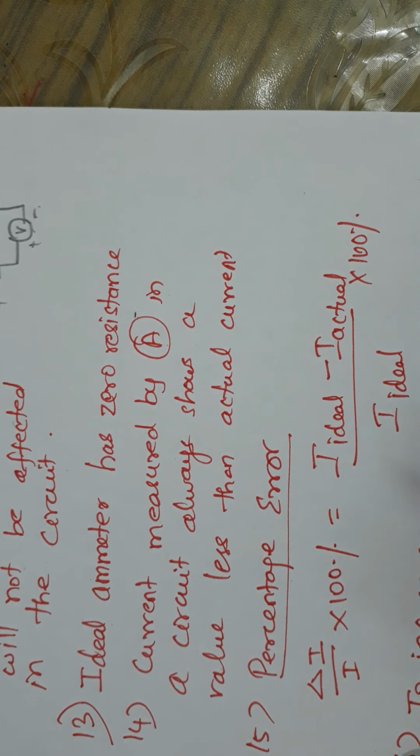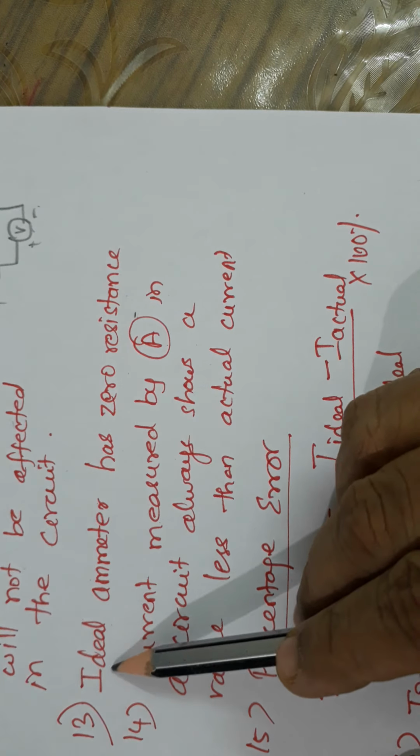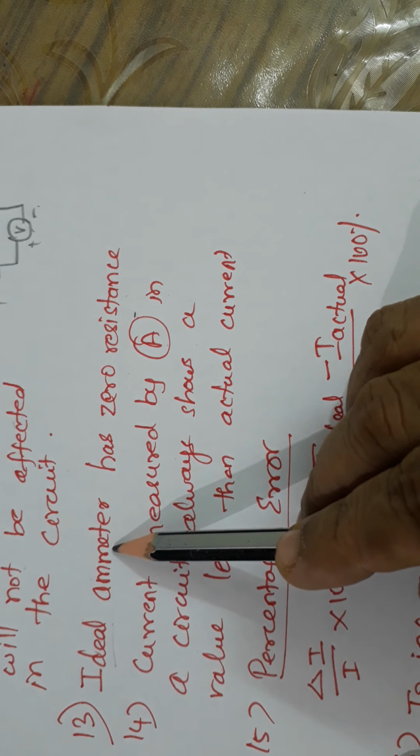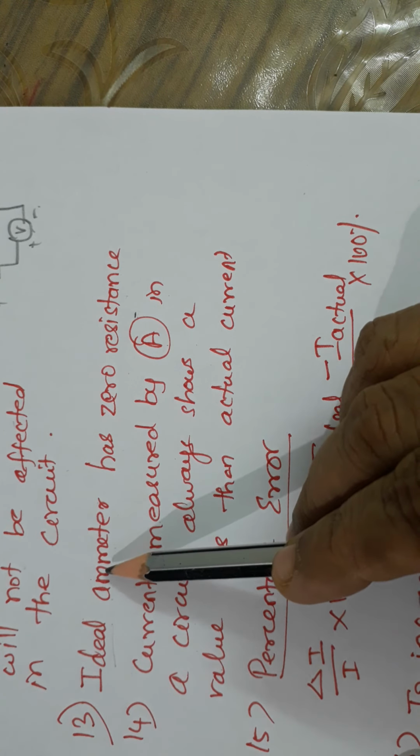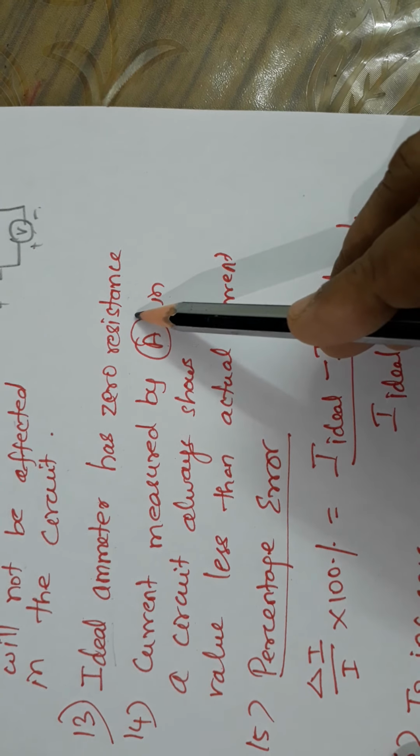And the next point you have to note down is, an ideal ammeter has zero resistance. An ideal ammeter is theoretically only possible, right? Practically no resistance has a value of zero. An ideal ammeter has zero resistance.